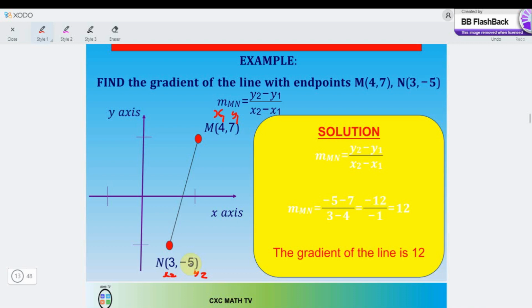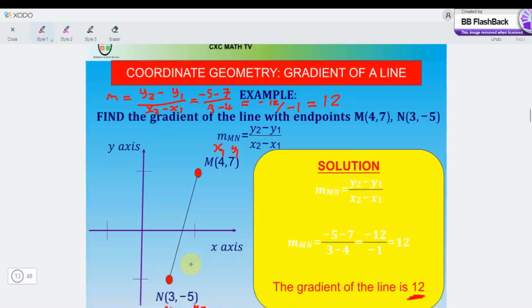In that case, the formula we just said for gradient is y2 minus y1 over x2 minus x1. So y2 is negative 5 minus 7, divided by x2, 3 minus 4. That works out to be negative 12 divided by negative 1, which is 12. So that's how we get the gradient of the line: 12. We're saying the slope of this line is 12. That's all we're saying. Easy.